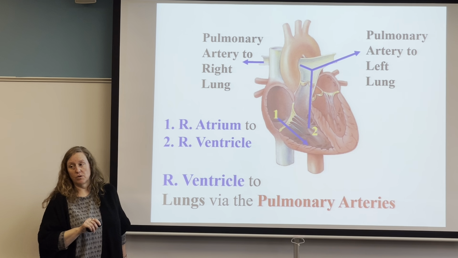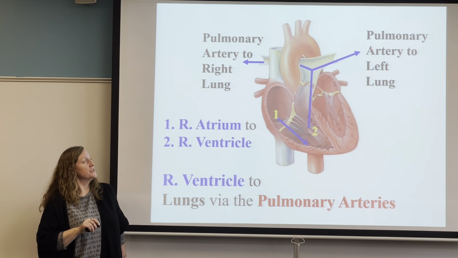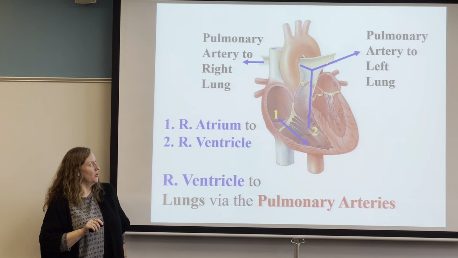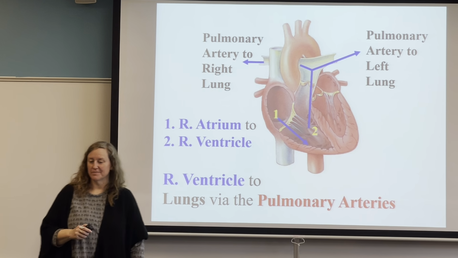That one is going to go out to the left lung, one branch is going to go out to the left lung, and then the other branch sneaks through the arch of the aorta and goes to the right lung. This is the pulmonary arteries. Arteries go away from the heart.